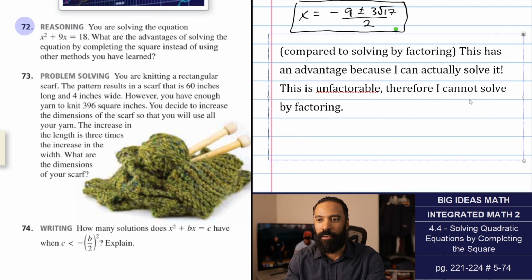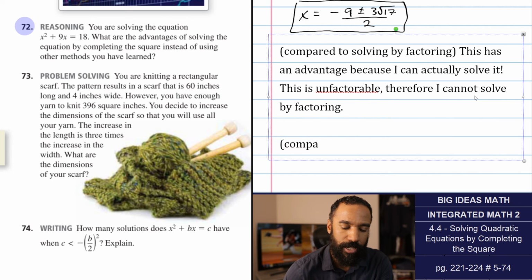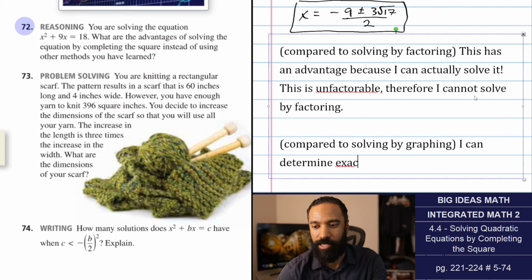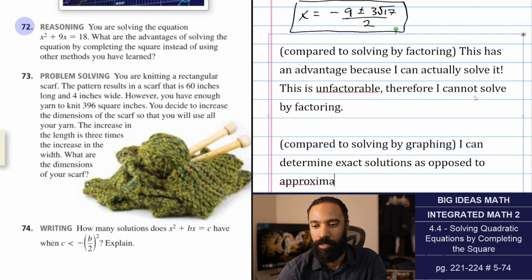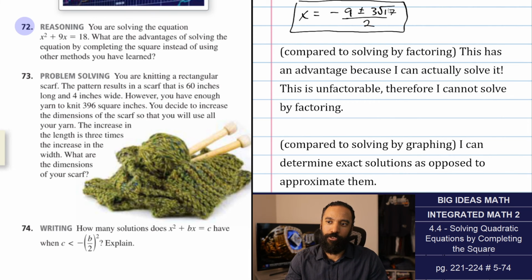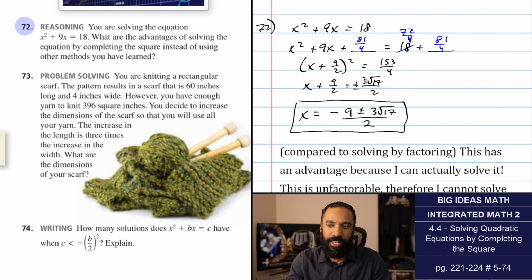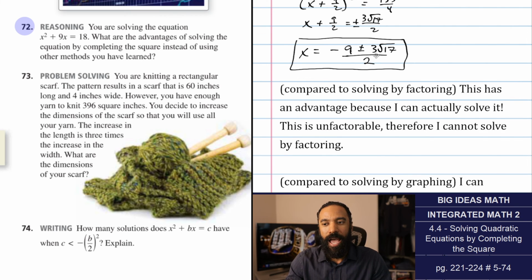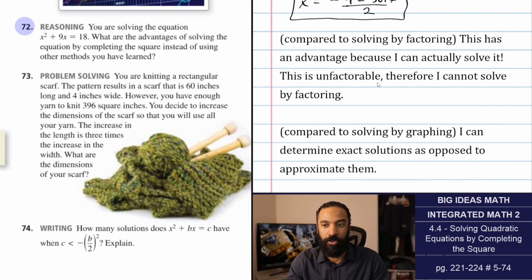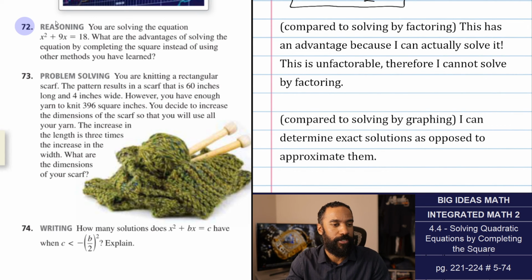We've talked about solving by graphing as well, where I don't get approximate things compared to solving by graphing. I can determine exact solutions as opposed to approximate them. Compared to quadratic formula, I would probably like quadratic formula more, just because that was a 9 instead of, I had to deal with fractions. But I'd still have to be simplifying radicals with quadratic formula, and I'd probably get a much bigger number with that in general. But we haven't used it yet, so I can't talk about it with you guys.